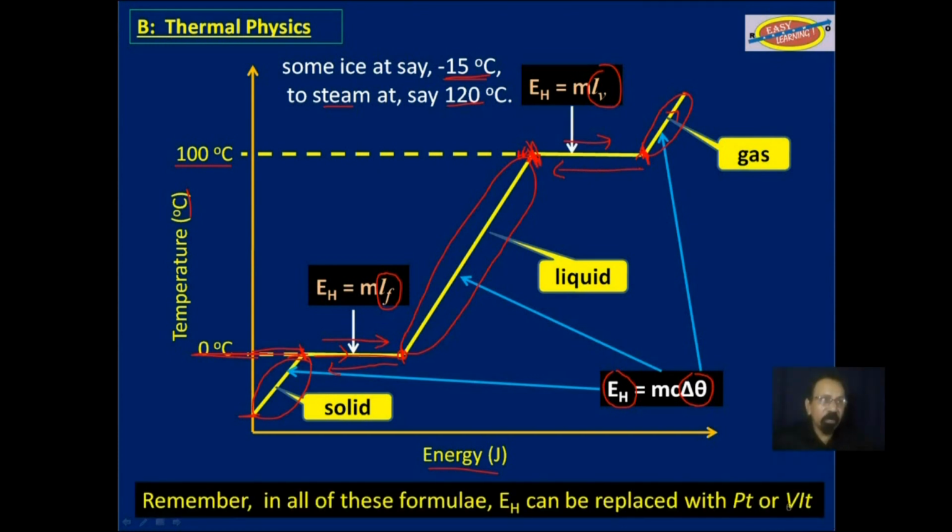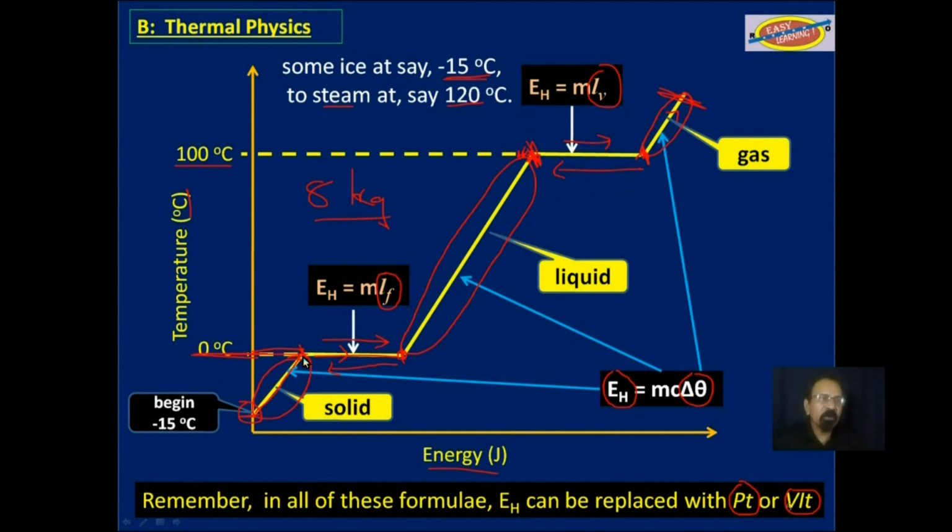Now, in all of these formulae, you can replace EH with PT or VIT, depending on what you are given. So if you begin at 15 degrees Celsius down here, and you want to find the energy that will convert, let us say, 8 kilograms of ice to steam at 120 degrees Celsius, you start down here, you will have to heat up the solid.